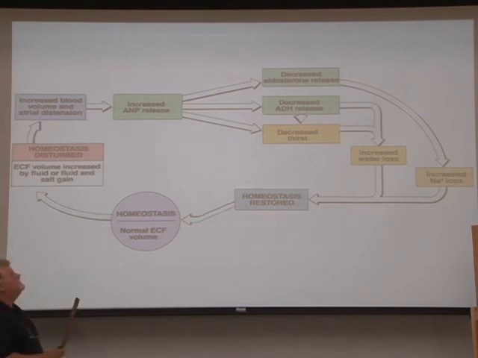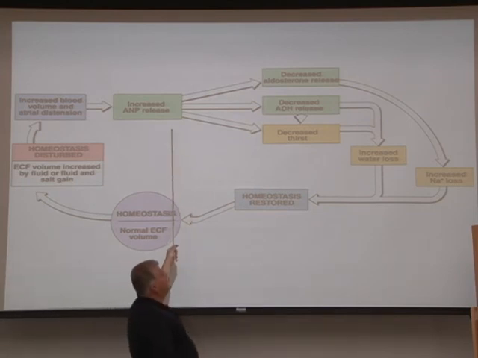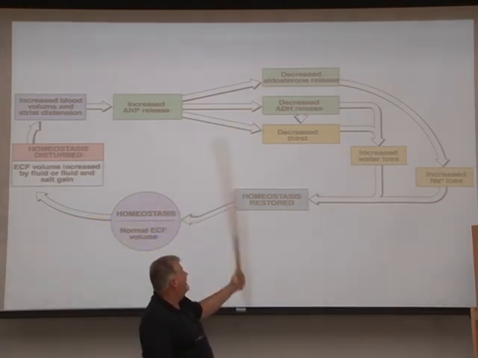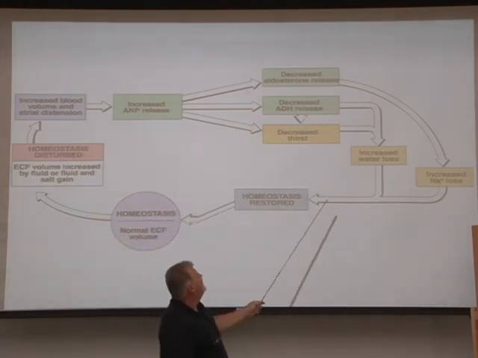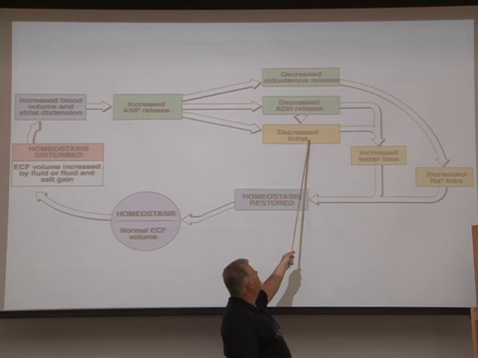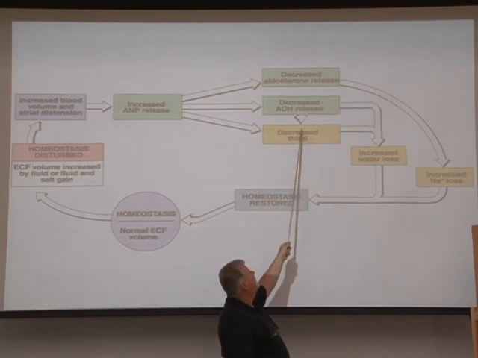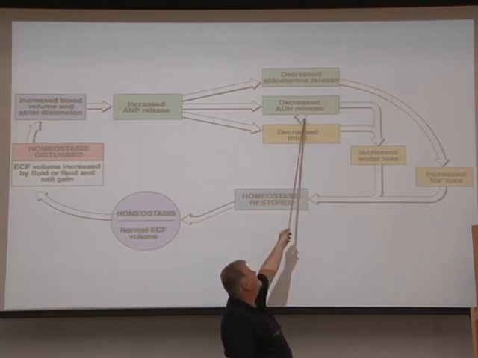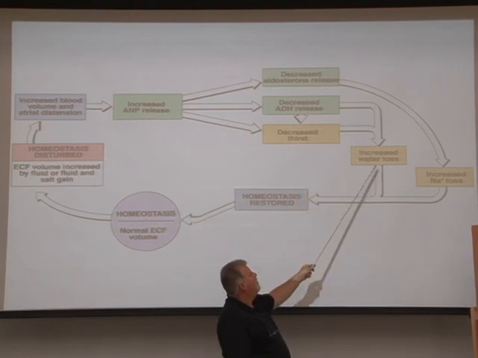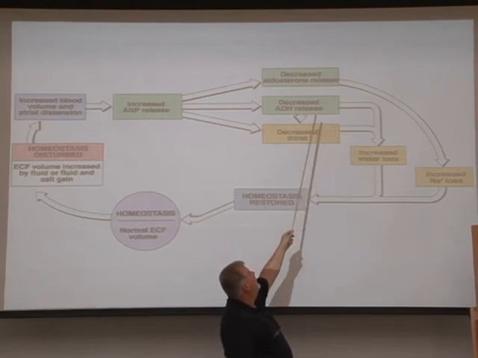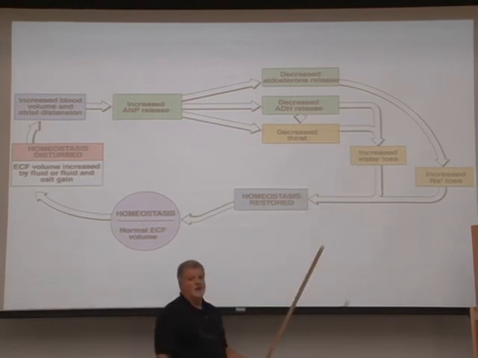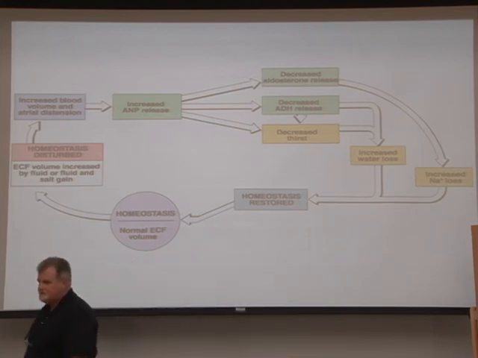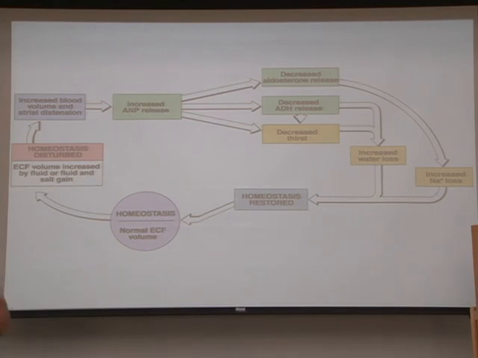All right. So what we want to do, because we have too much blood volume, is get rid of some. How do we want to do it? We want to stop drinking as much. We want ADH to be decreased so that we make more urine. And so we want to urinate more, right? And if you pee that blood volume out, then you go back to normal blood volume.